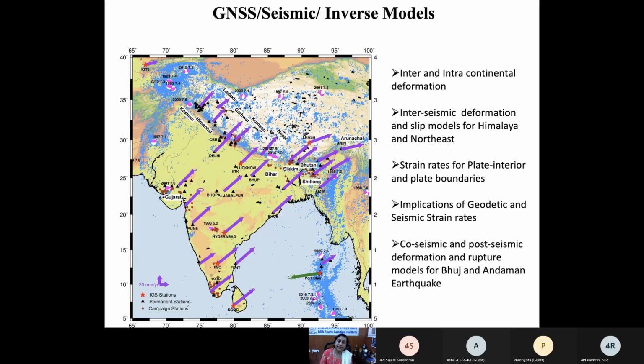So this is the GPS. This was the talk which I gave actually on February 11th, International Day itself, for CSIR Jigyasa.